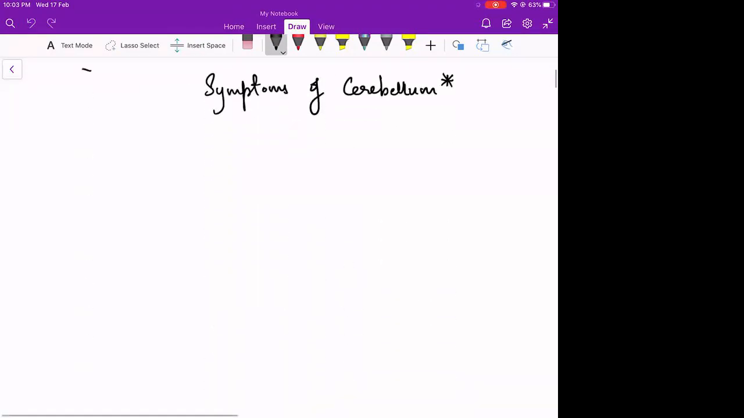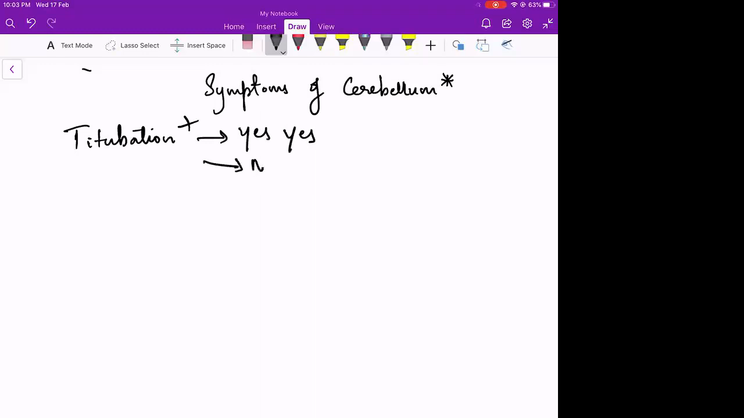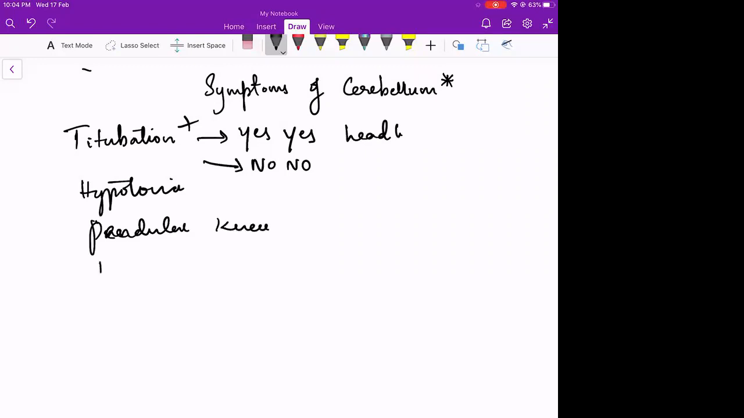So coming to the symptoms of cerebellar disease, it includes titubation, that is, the patient has head nodding, yes-yes or no-no, because of the cerebellar disorder. Some patients have hypotonia. Some patients have pendular knee jerk. Some patients have intentional tremor.